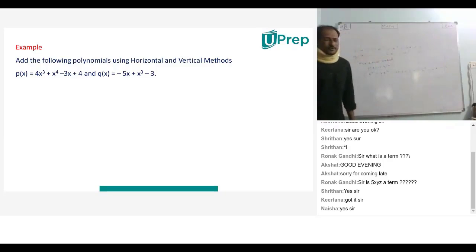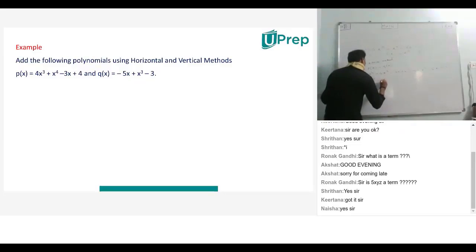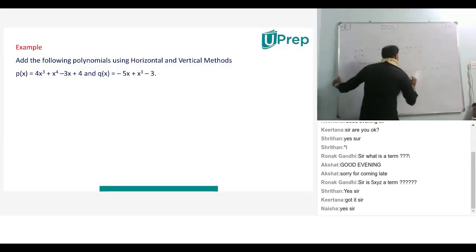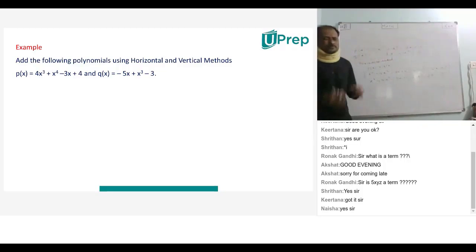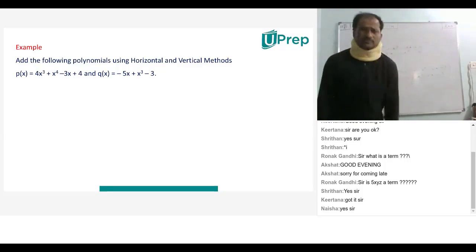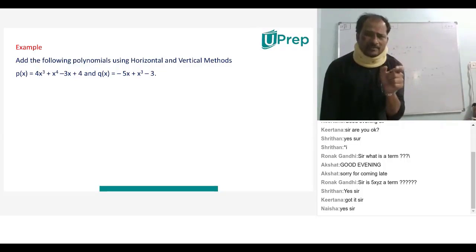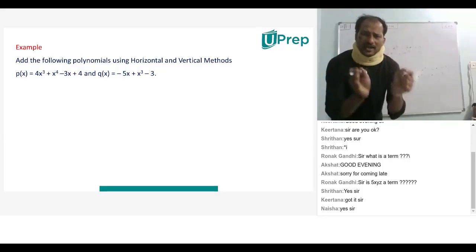Now we will open up the brackets and write all the terms. x power 4 plus 4x cubed minus 3x plus 4, plus of x cubed is plus x cubed, plus of minus 5x is minus 5x, plus of minus 3 is minus 3. Now we have to add or subtract, that depends upon the operation we are going to do. Write all the like terms. What do we mean by like terms? Same variable with the same power are called like terms.